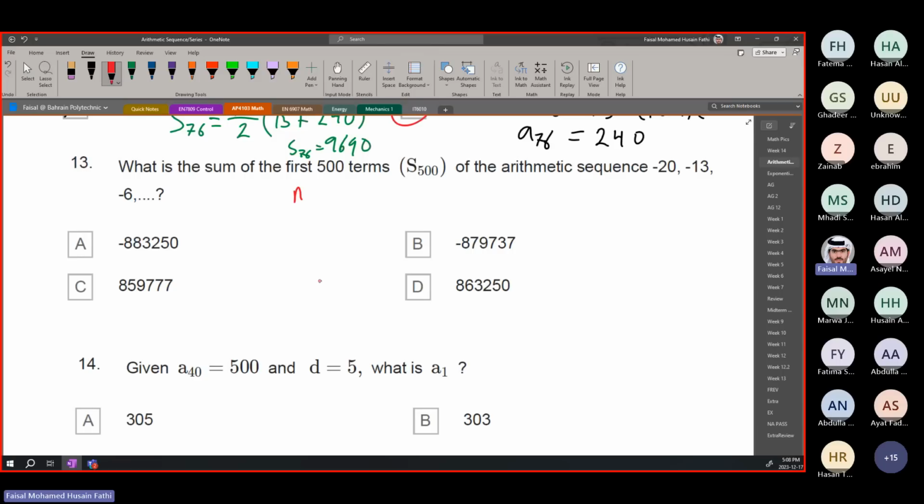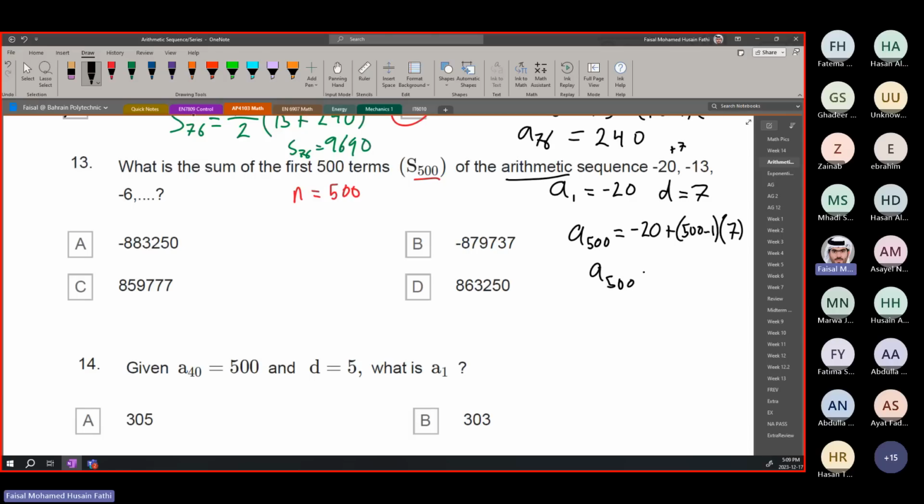What is the sum of the first 500 terms? 500 terms means n equals 500. It also shows you S500, so you should know this. Same exact concept as before. A1 equals minus 20. It says arithmetic sequence. We know that D, we can find it directly. It's minus 13 minus minus 20. So it's going to be 7. All right? Because minus 20 plus 7 will give you minus 13. A500 is equal to minus 20 plus 500 minus 1 times 7. Put this in the calculator.